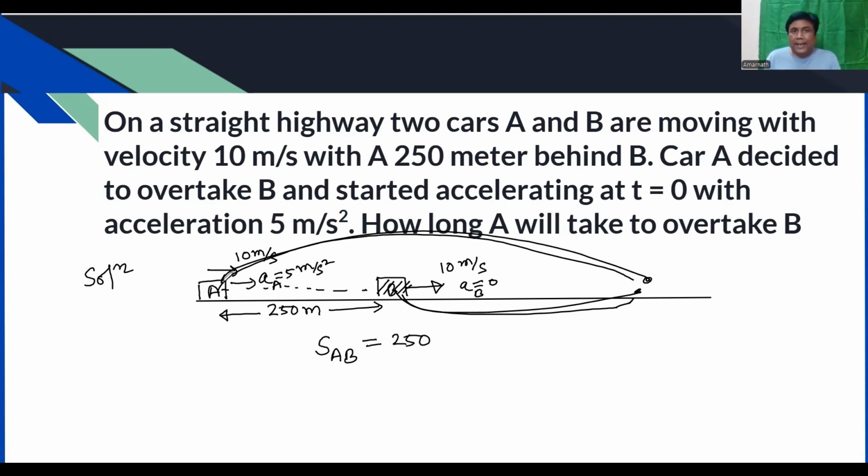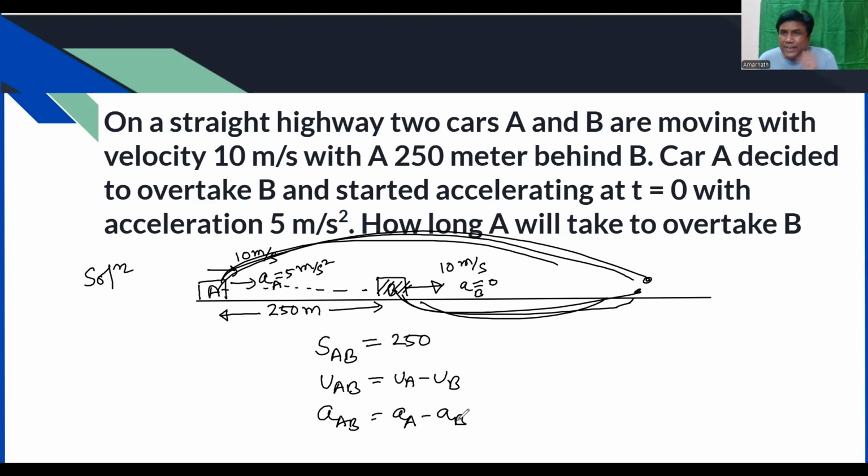Say this is XA, this is XB. So XA minus XB is nothing but 250 only. Now see what is relative velocity, initial relative velocity, UAB. It is nothing but UA minus UB, initial velocity of A minus initial velocity of B. What is acceleration of A with respect to B? It is nothing but acceleration of A minus acceleration of B. Now you tell me, acceleration of B is 0 and acceleration of A is 5. So both are constant, they are not time varying, they are not time dependent. So we can easily apply the equation of motion because acceleration is constant.